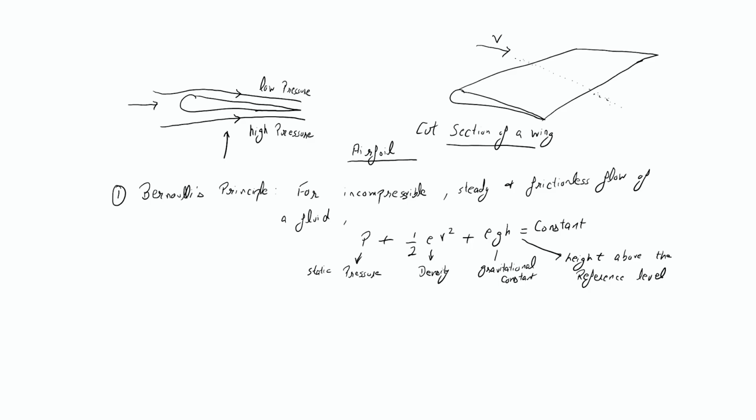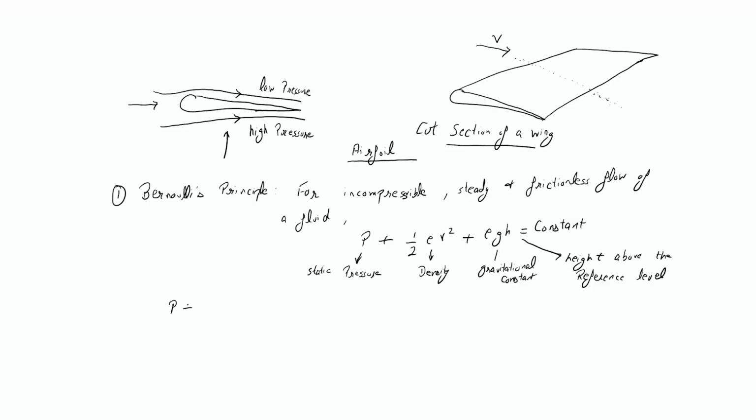Now let us assume that the aircraft is flying at a constant altitude. That means your height is constant. So now we can further reduce this equation to P + 1/2 ρV² = constant. The bottom line of this equation is that P is inversely related to the velocity. If we have high pressure, then obviously we'll have low velocity. And the inverse is also true. Low pressure will lead to high velocity.